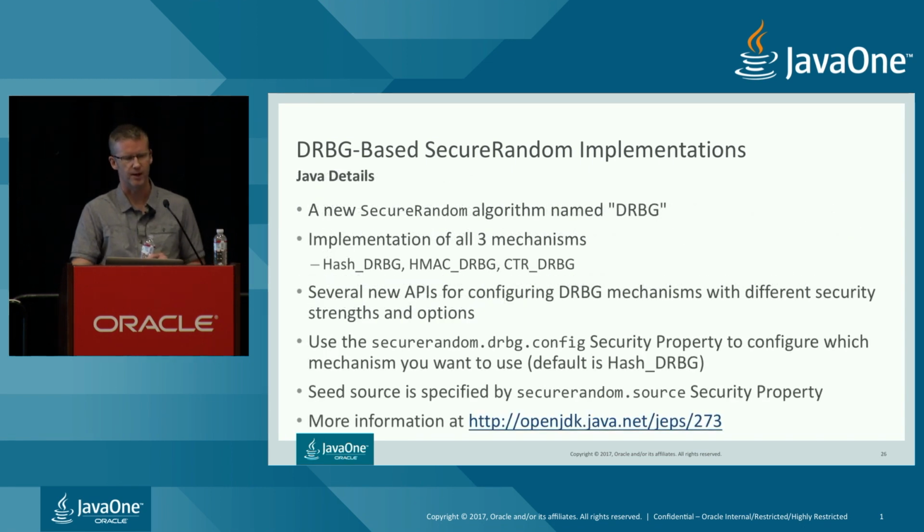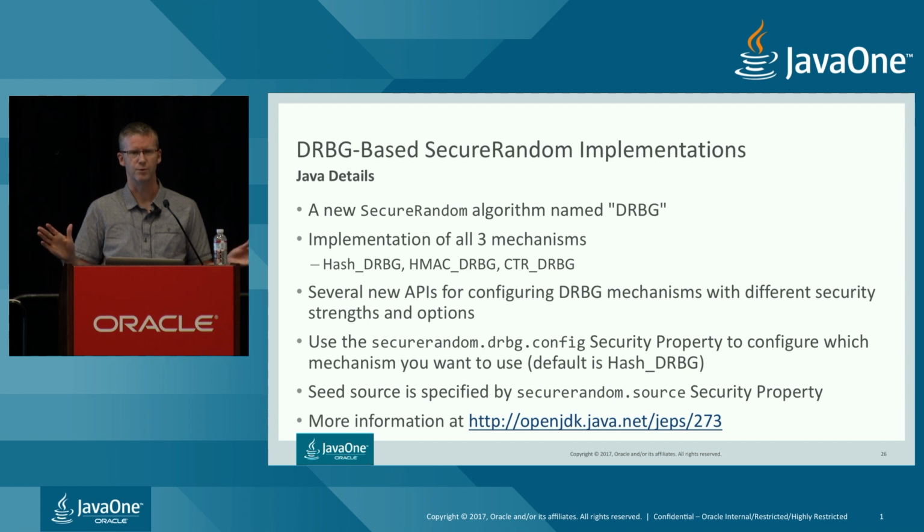A little bit of the Java details. There's now a new secure random algorithm named DRBG, and we have implemented all three DRBG mechanisms: Hash DRBG, HMAC DRBG, and CTR DRBG. There are several new APIs in the java.security package for configuring DRBG mechanisms with different security strengths and options. And you can use the securerandom.drbg.config security property in the java.security file to configure which of those three mechanisms you want to use by default.